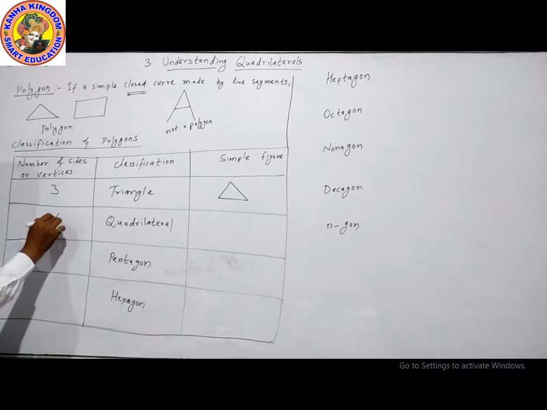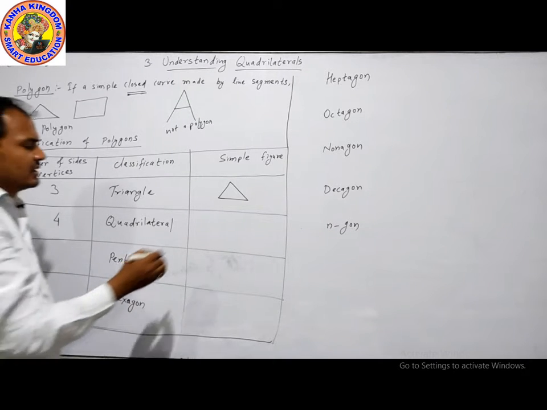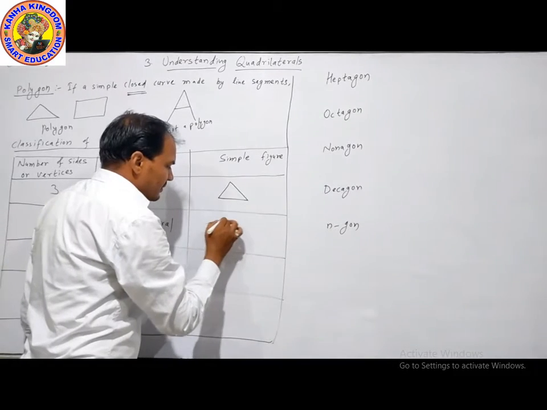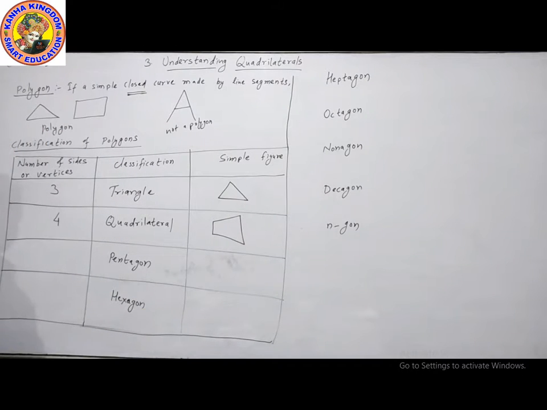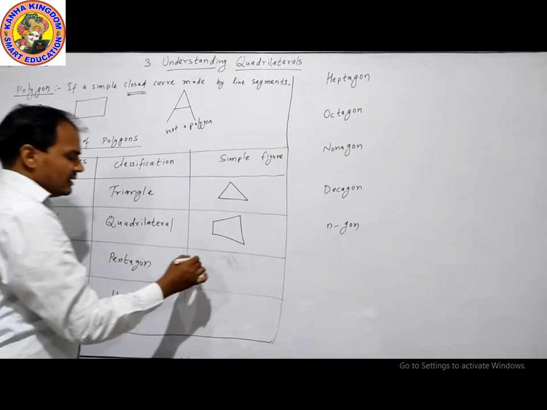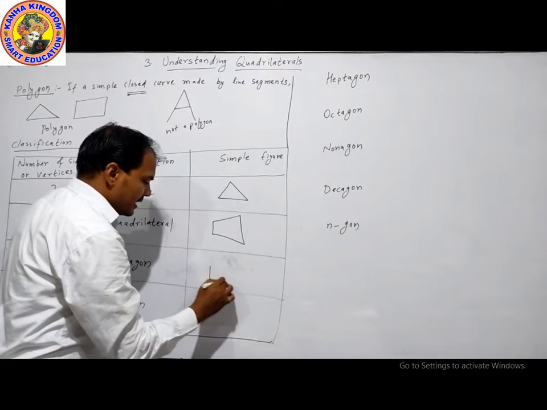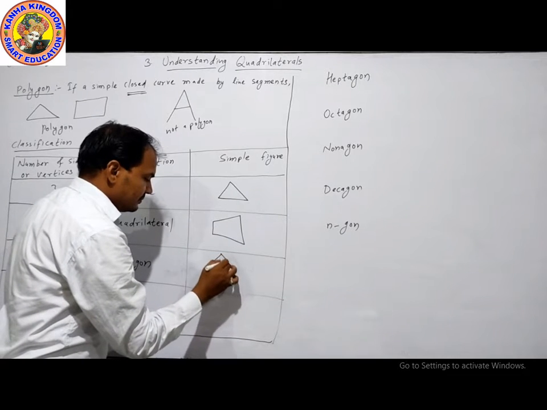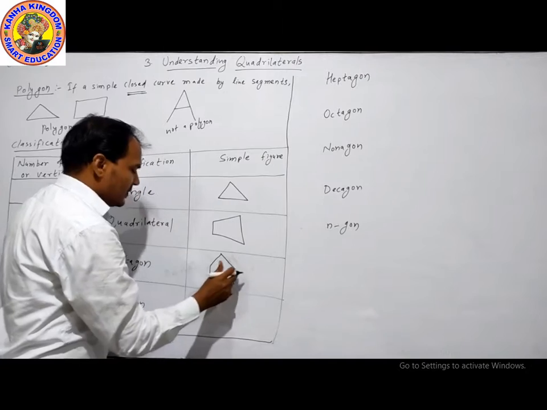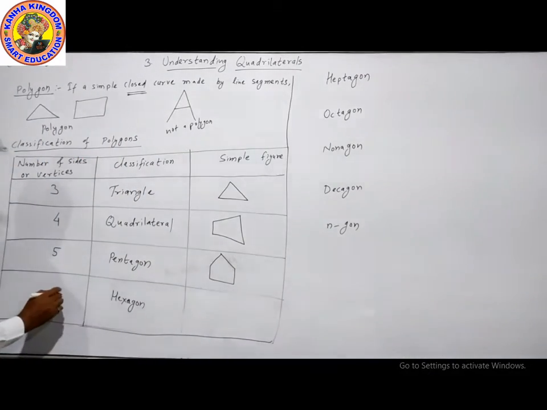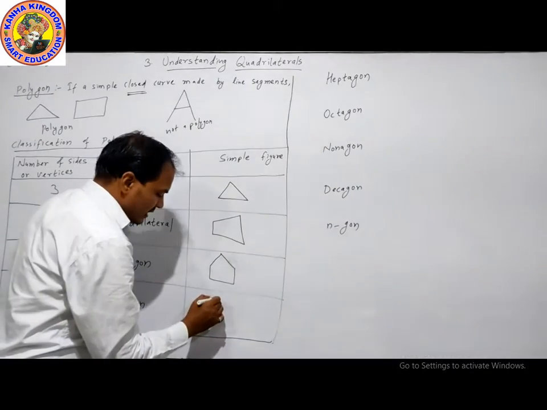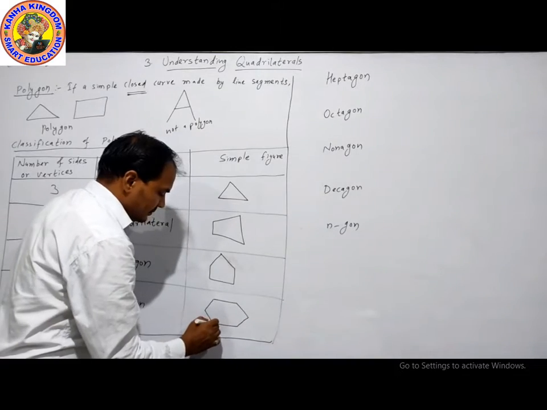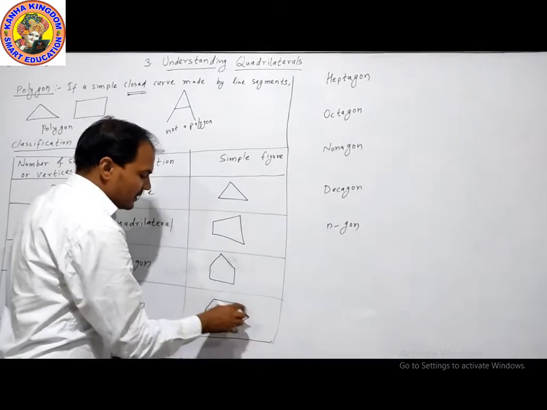Quadrilateral having 4 vertex and 4 sides. A diagram made by 4 sides is this, 1, 2, 3, 4. There are 4 sides. Pentagon having 5 sides. The diagram of pentagon is this, 1, 2, 3, 4, 5. There are 5 sides. Hexagon having 6 sides. The diagram of hexagon is this, 1, 2, 3, 4, 5 and 6.